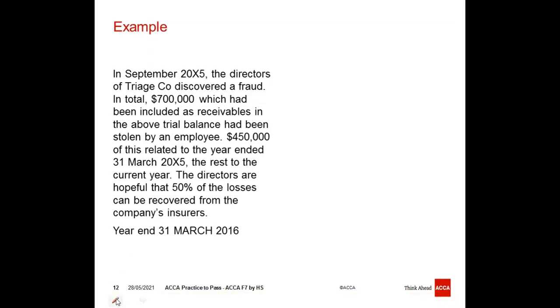There is a fraud that has occurred during the year, where the receivable figure was stolen by some of the directors, having a value of $700,000. The accounting entry will be receivables credited by 7 lakh. The above charges had been stolen by the employee. 450 of this rental will be related to the year ended 31st March 2005. So these are previous years' rental which should be adjusted against the previous year's rental.